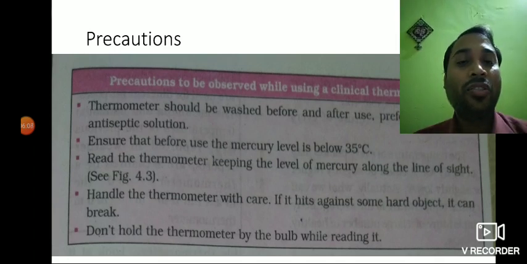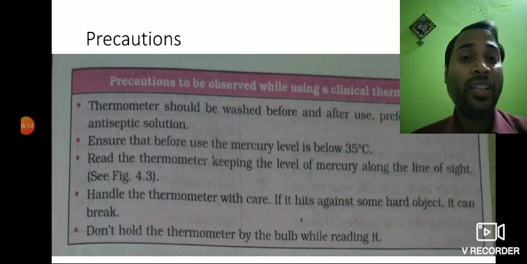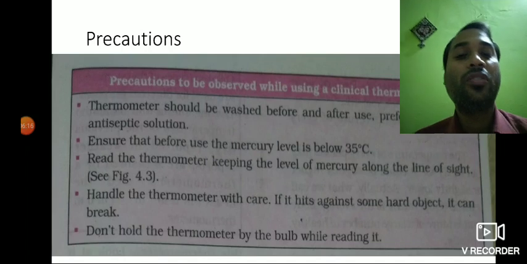Then you should not hold the thermometer by the bulb while reading it. If you hold the bulb, you may get a wrong reading. That's why you should not hold the bulb of the thermometer.